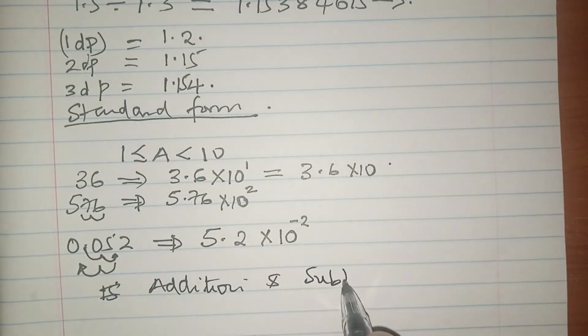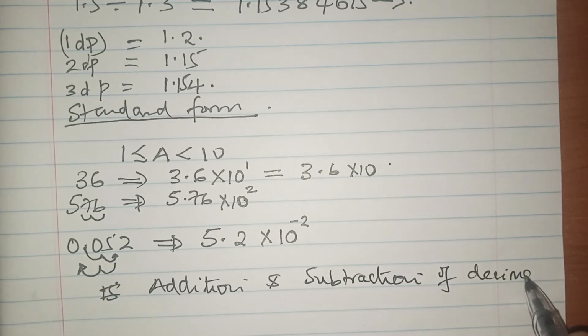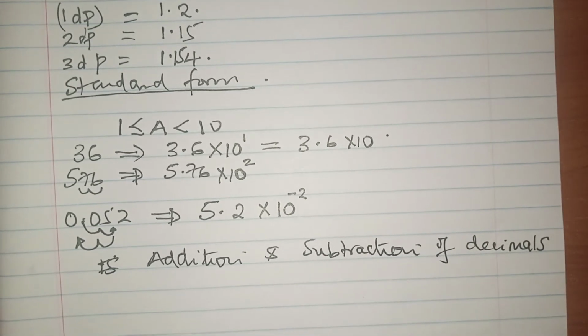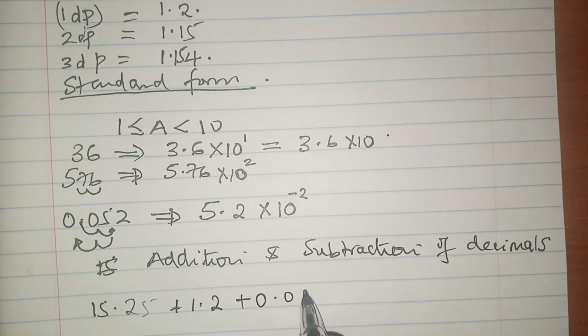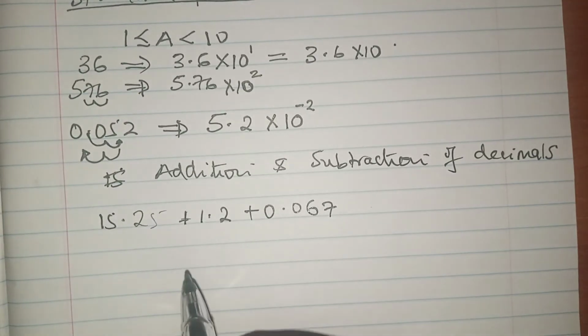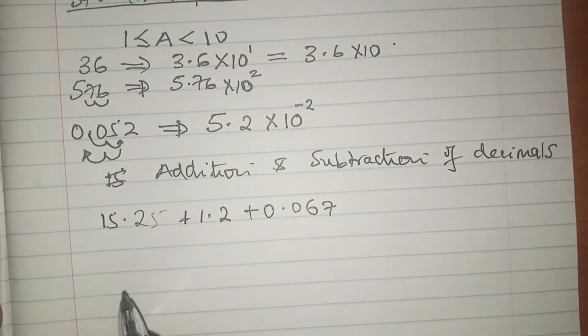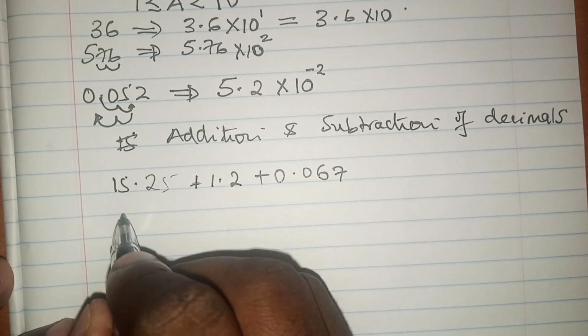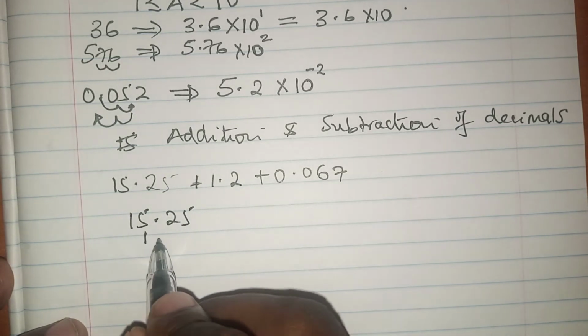For example, this is addition and subtraction of decimals. If you have a number like 15.25 plus 1.2, we may also have plus 0.067. It is critically important to ensure that when you are adding these numbers, you can directly use the calculator. But assuming you don't have a calculator, you're going to have these numbers arranged in terms of 15.25, then 1.2.